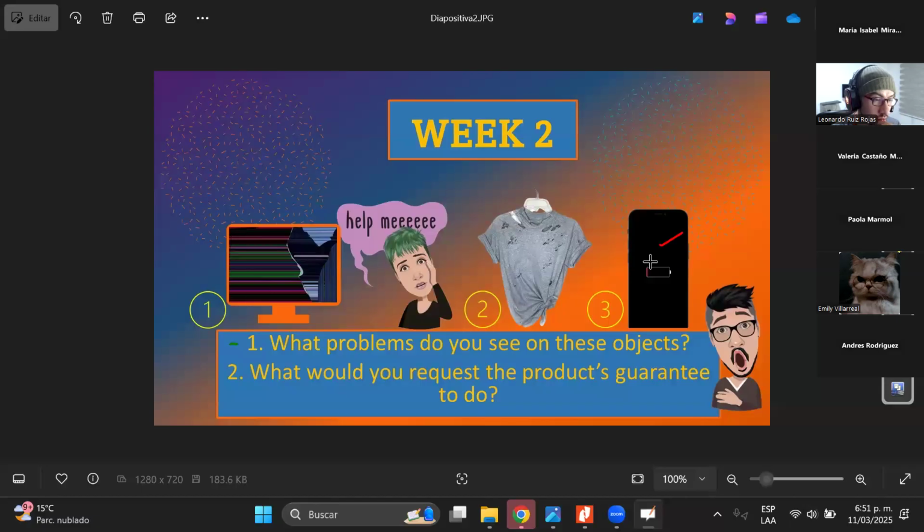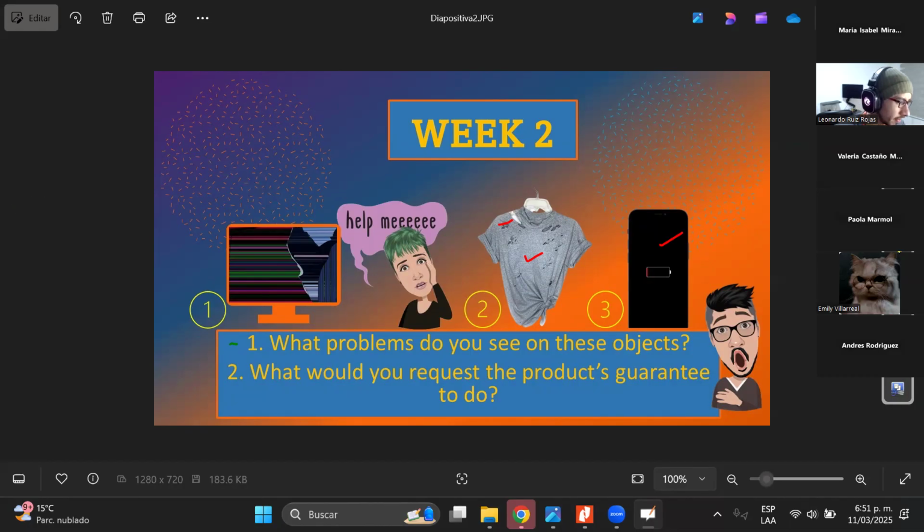There are a lot of holes in the t-shirt. It's completely torn. What else? The screen of the computer is flickering. Exactly. So the screen of the computer, well, it is broken or it is cracked.